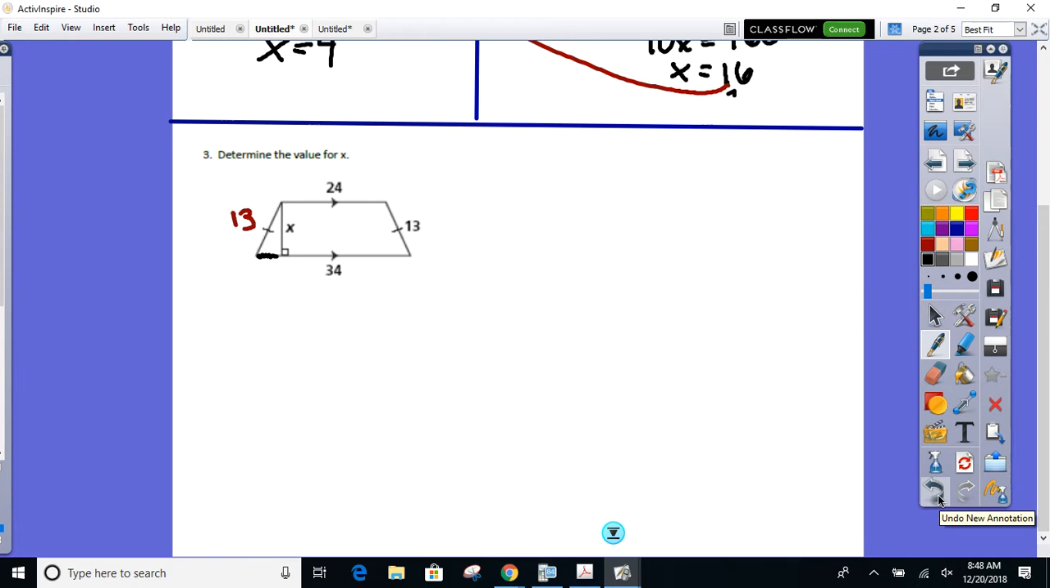Okay. And this 24 represents the whole base length.